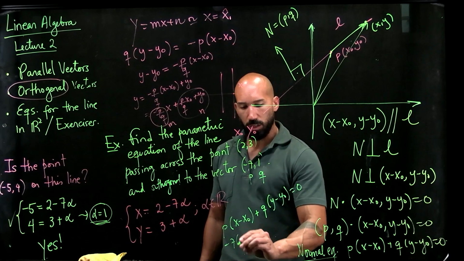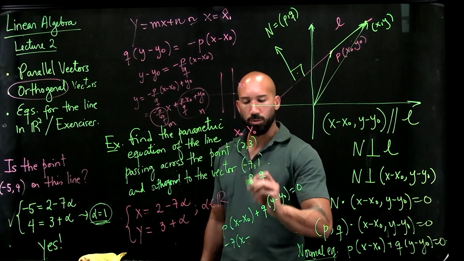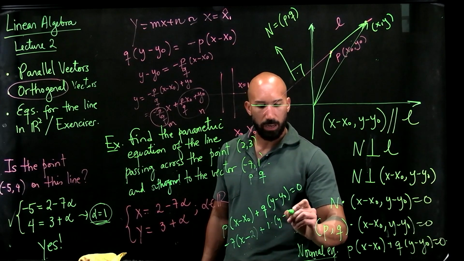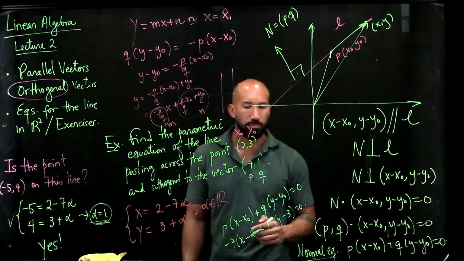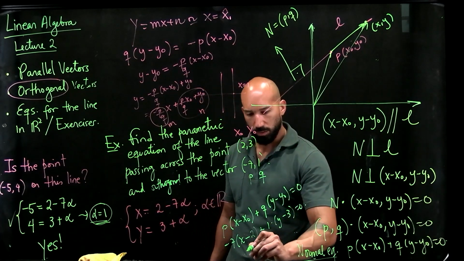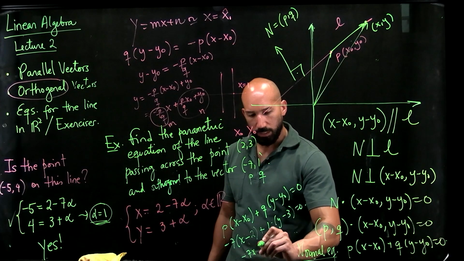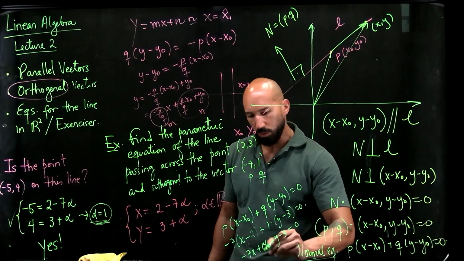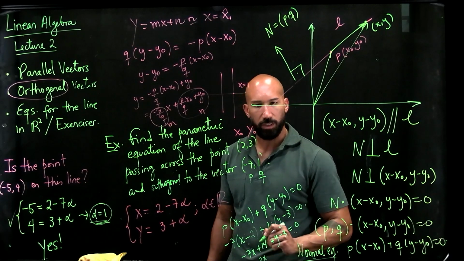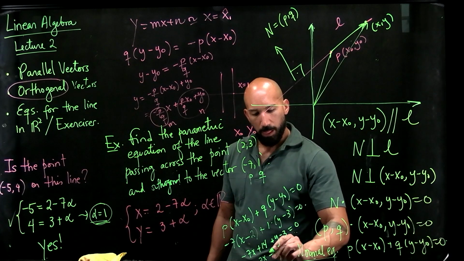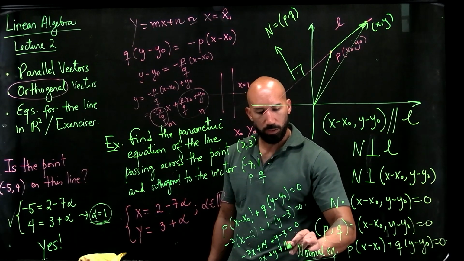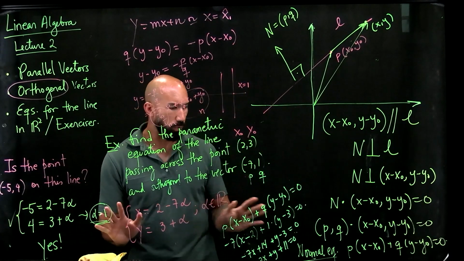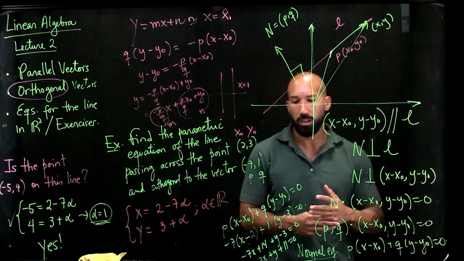So minus 7 times x minus 2 plus 1 times y minus 3 is equal to 0. Okay? So minus 7x plus 14 plus y minus 3 is equal to 0, which I can keep as minus 7x plus y plus 11 equal to 0. You can solve for any variable if you want, whatever you want. That's good for me. Is that okay? Same thing.